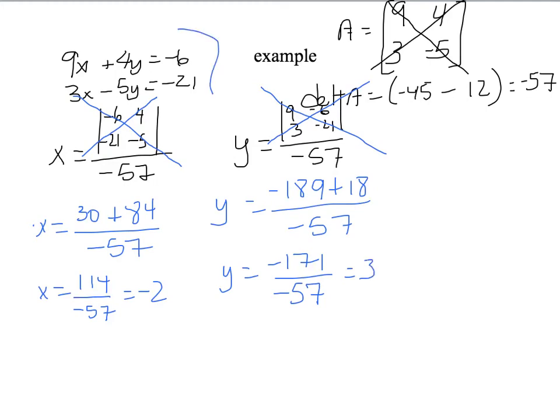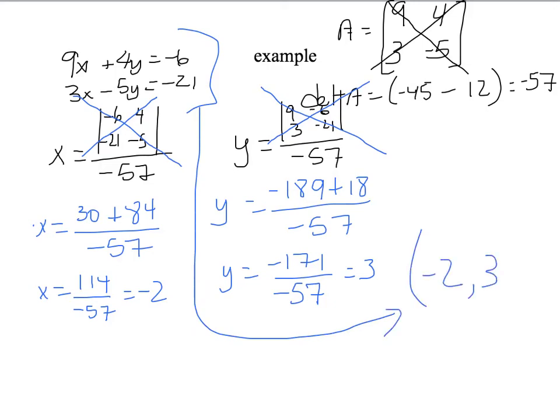So the moral of the story is these two linear equations intersect at the point negative 2, 3. And I could plug these in. So 9 times negative 2 is negative 18. 4 times 3 is 12. Negative 18 and 12 is negative 6. So check, that works. Same down here. 3 times negative 2 is negative 6. Minus 5 times 3 is 15. So negative 6 minus 15 indeed equals negative 21. Check.